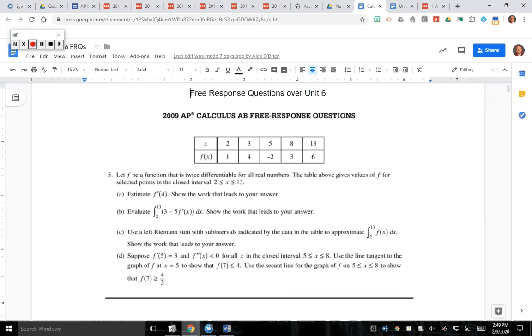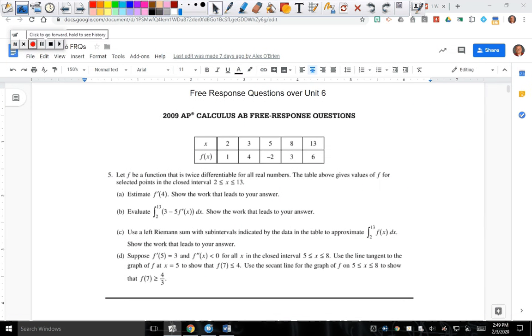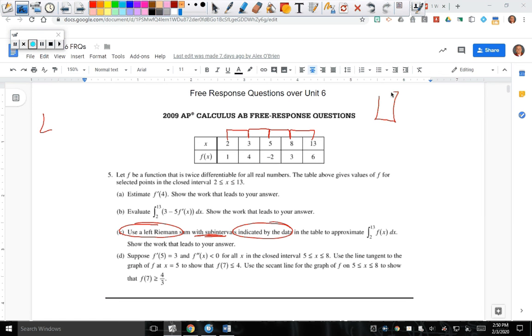Okay, so let's go to part C. Part C says use a left Riemann sum with subintervals indicated by the data. How many intervals do y'all see, guys? 4. Right here, right here, right here, and right here. If you need to draw these off to the side, please do so.